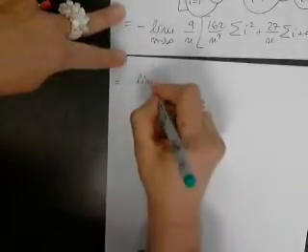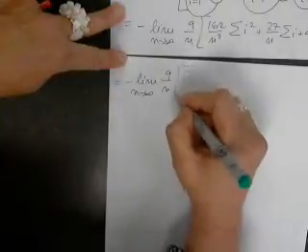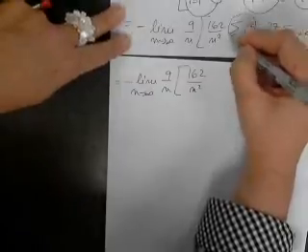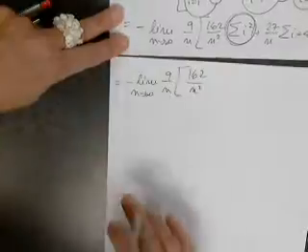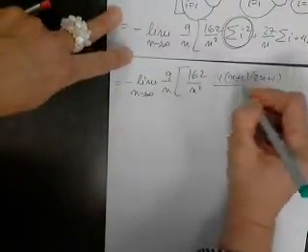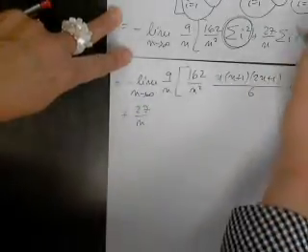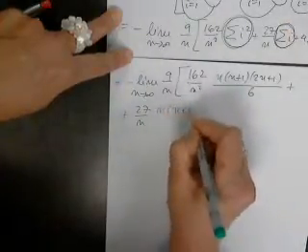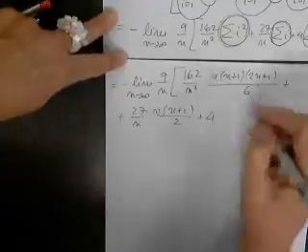So, negative limit as n approaches infinity, 9 over n, 162 over n squared. Now I have to replace this. What do I replace it by? n times n plus 1 times 2n plus 1 all over 6. Excellent. Plus, I have 27 over n. Now I have to replace this: n plus 1 over 2. Plus 4. And now I have to replace this.